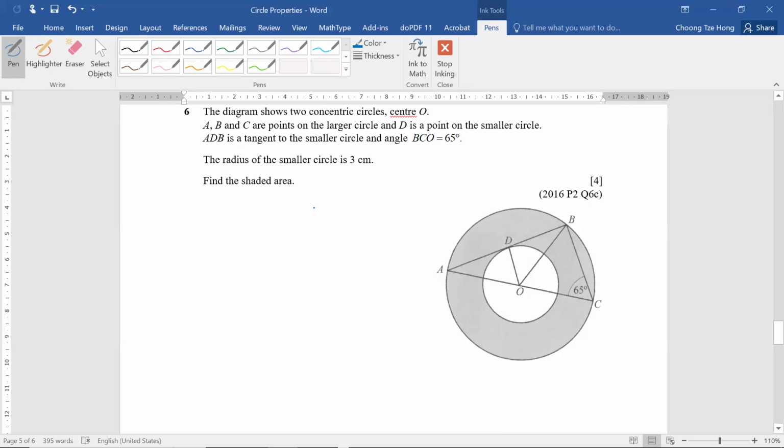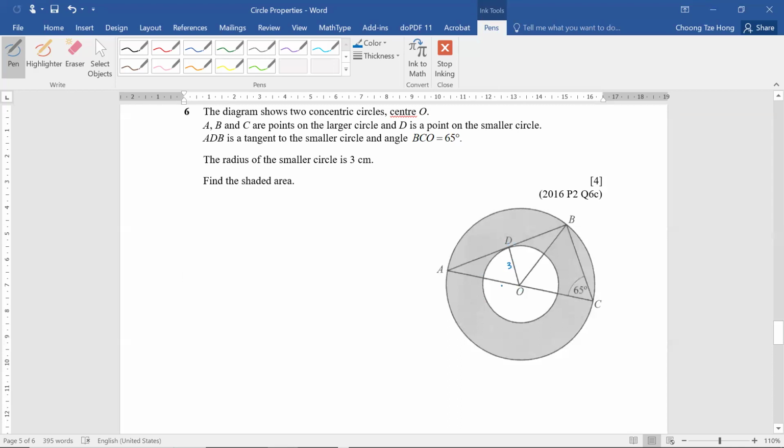The diagram shows two concentric circles, center O. If two circles are concentric, that means they share the same center. A, B, and C are points on the larger circle, and D is a point on the smaller circle. ADB is a tangent to the smaller circle, and angle BCO is 65 degrees. The radius of the smaller circle is 3. The radius of the small circle is actually OD in the diagram, so maybe we can write down the length as 3. Find the shaded area.